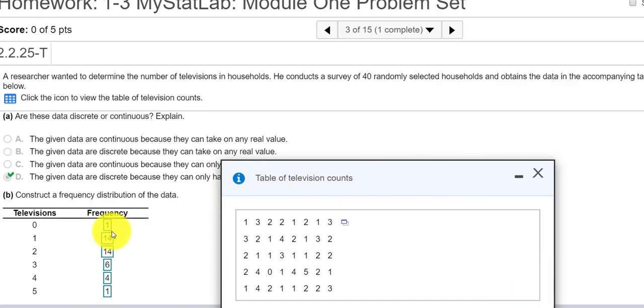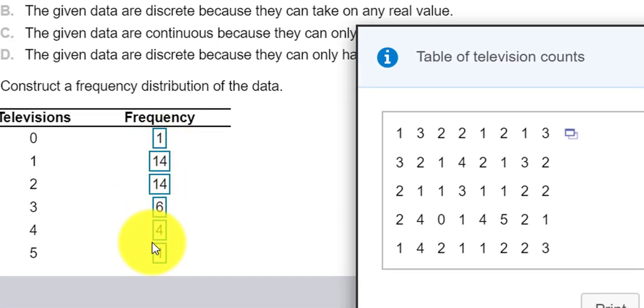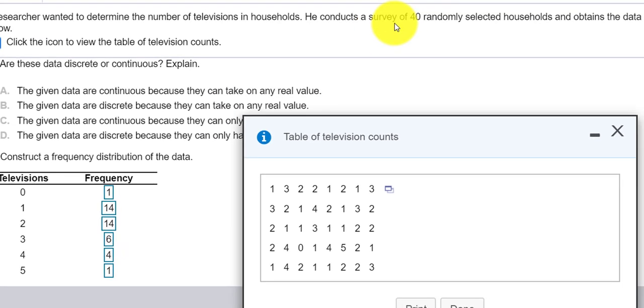Okay, so I've entered my frequencies here, right? And again, it does say we have a survey of 40 households. So if I add all of these numbers, the total should equal 40. Now, of course, you at home that are completing this problem, your numbers might look a little different. Maybe this is a 50 or a 60, but the idea is the same. Okay, so let's check our answer, and we get the good job.